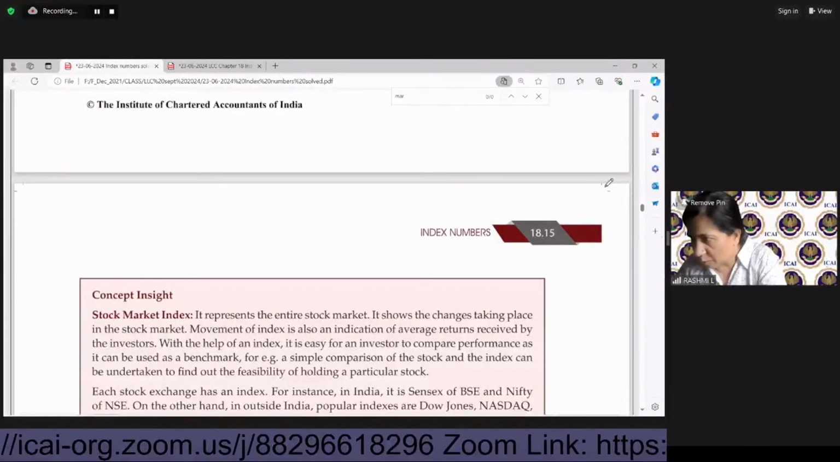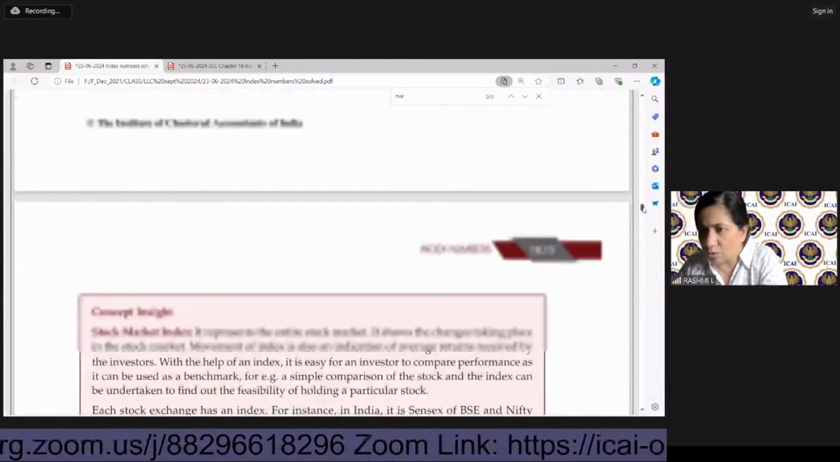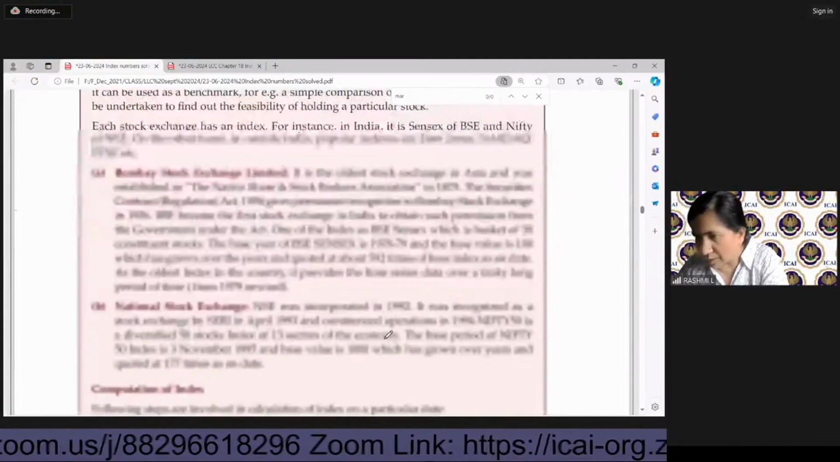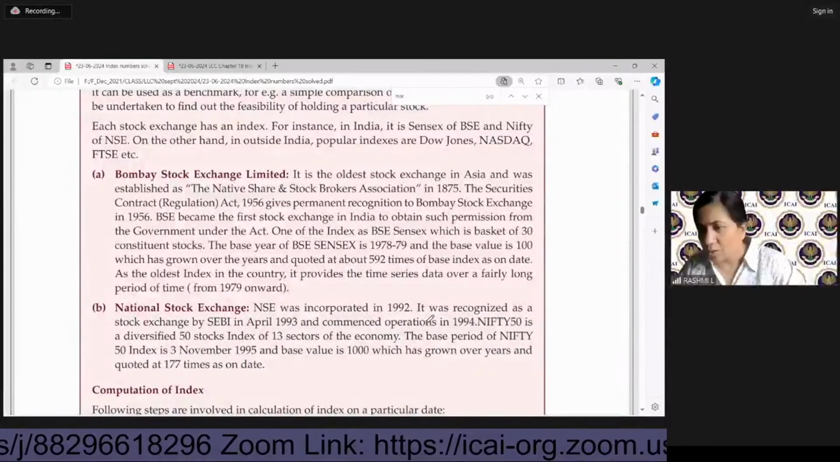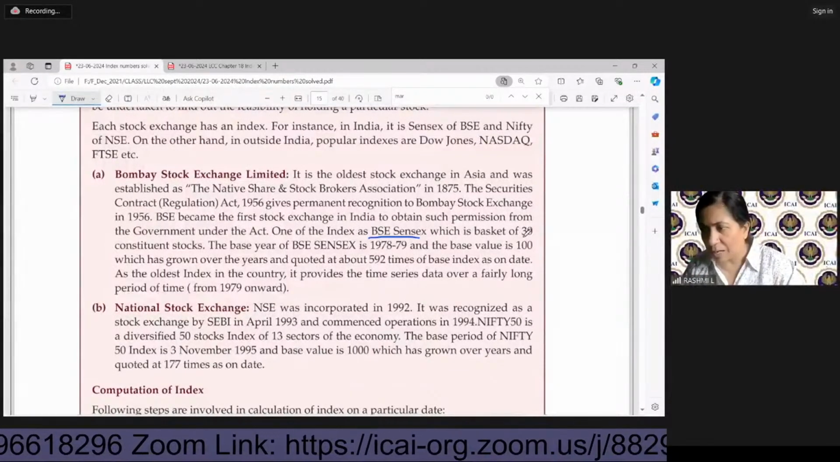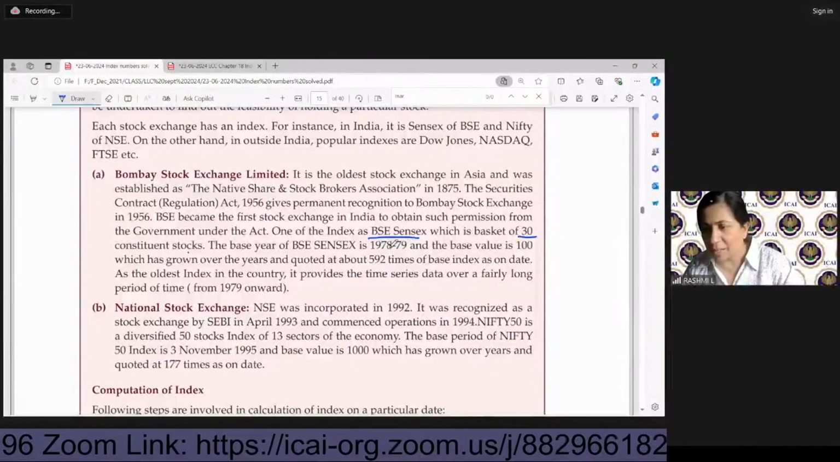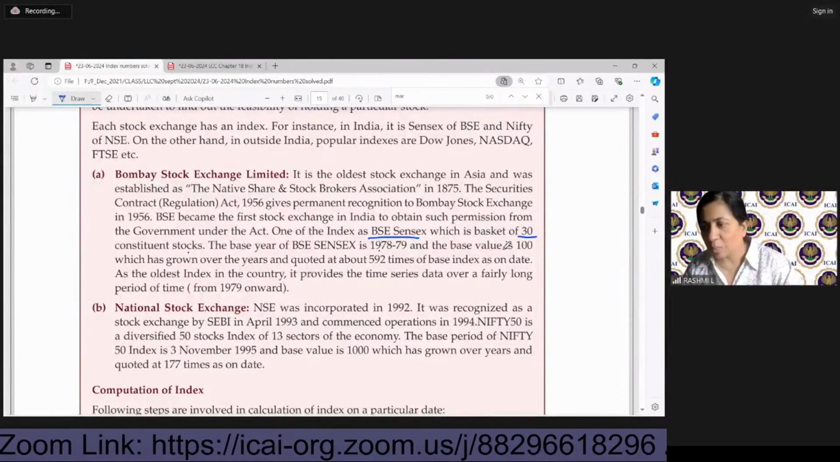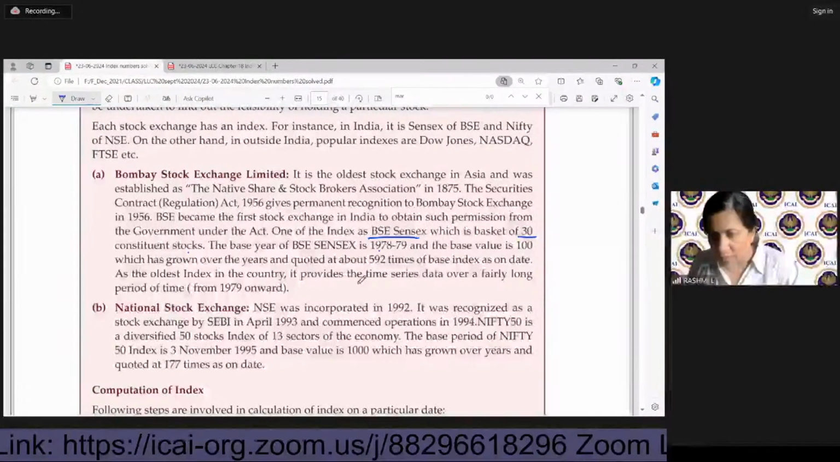So this is very important that index numbers are used in the stock market index, Bombay Stock Exchange. One of the indices is the BSE Sensex, which is a basket of 30 constituent stocks. Here the base year is 78-79 and the base value is 100. And now it has grown a lot over time.